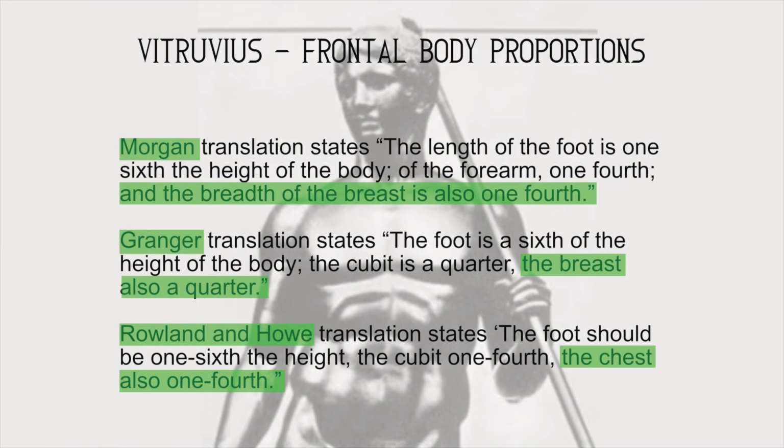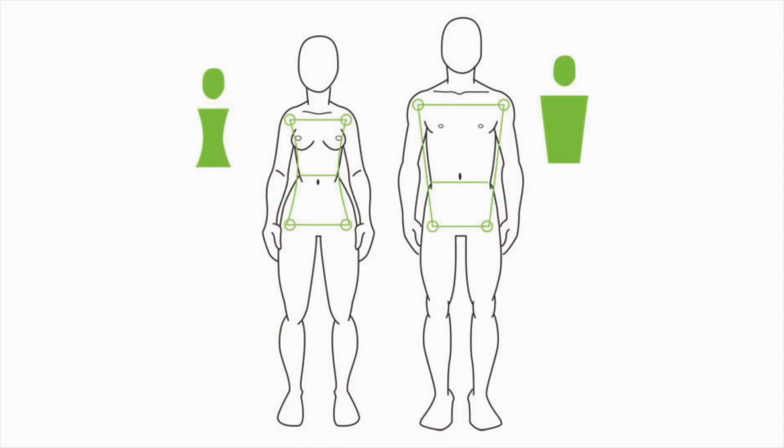The last Vitruvius proportion relates to the frontal proportion for the width of the breast or chest, and the three interpretations described show the subjectivity of defining an exact measurement related to 1/4 the height of the body. Vitruvius fails to define the gender and their obvious differences in describing his frontal proportion, though the male anatomy is implied.